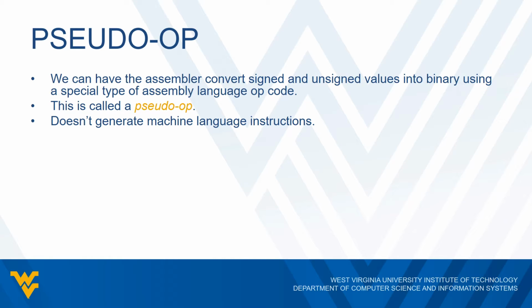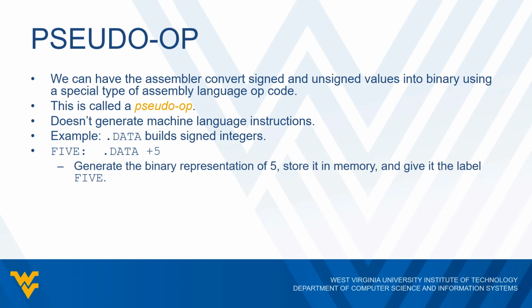So in our sample language, we'll limit ourselves to one data generation pseudo-op, which we're going to call .data. And this would build signed integers. So this pseudo-op will convert the signed decimal integer in the address field to the proper binary representation. So for example, we might have something like 5 : .data +5. So what this does, it tells the assembler to generate the binary representation for the integer +5, put it into memory, and then make the label 5 equivalent to the address of that cell.